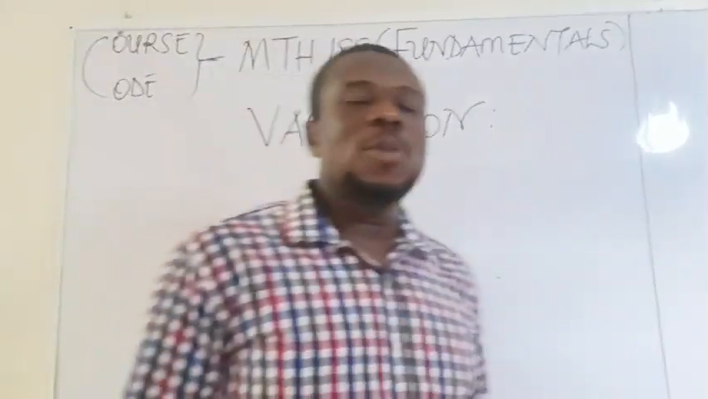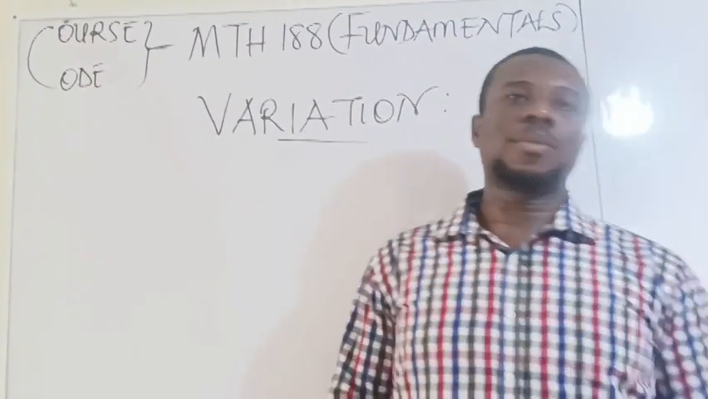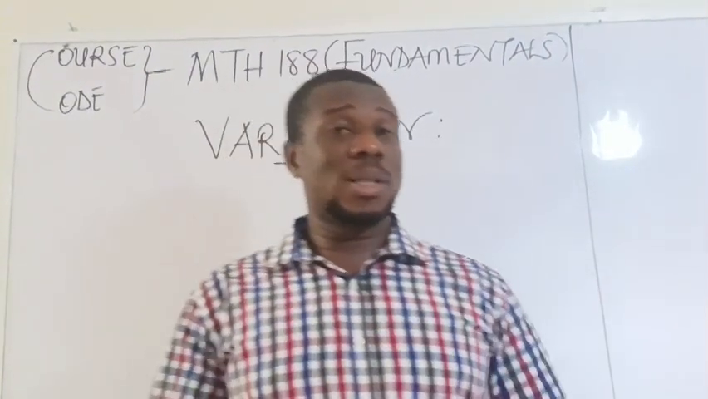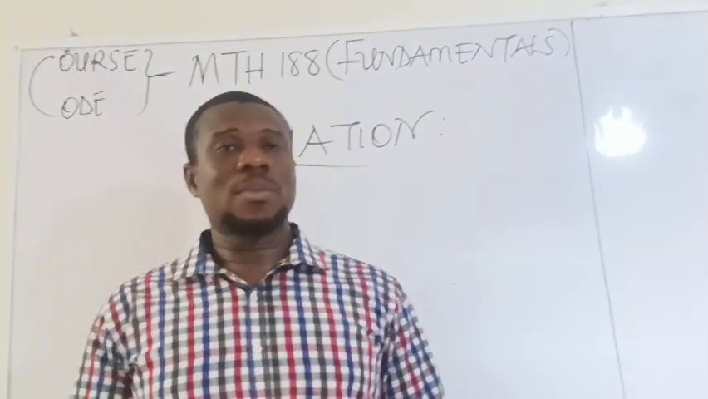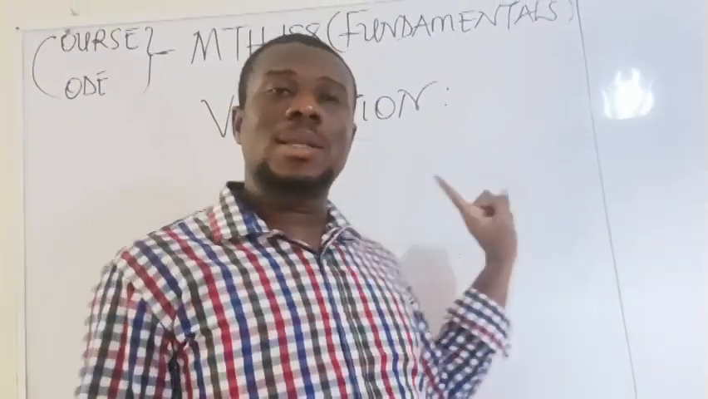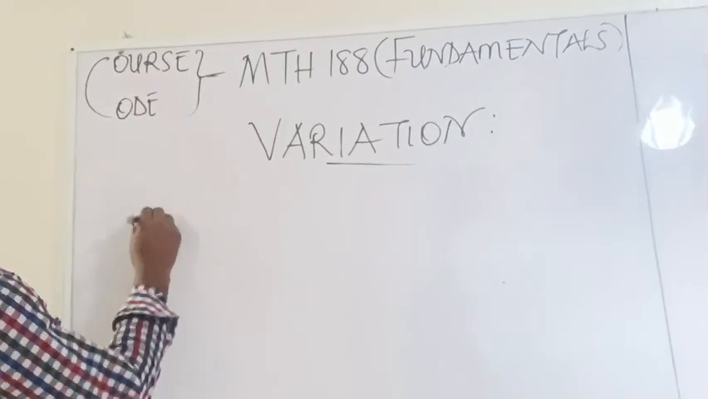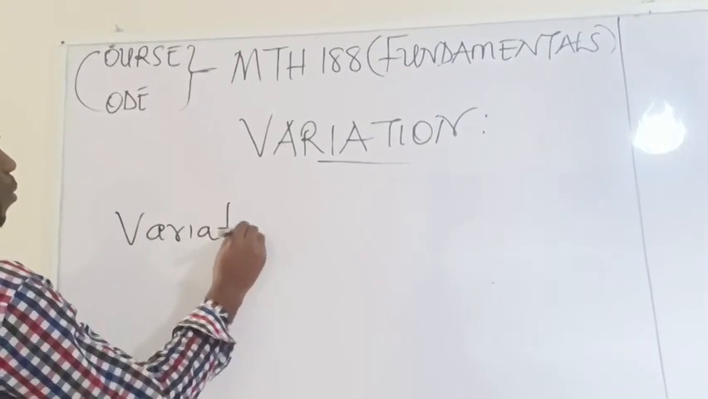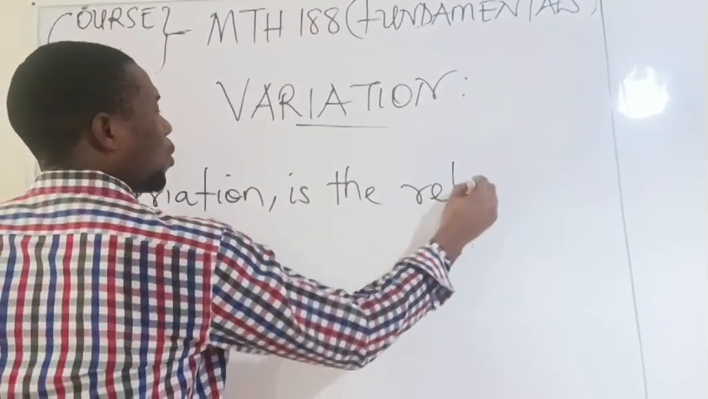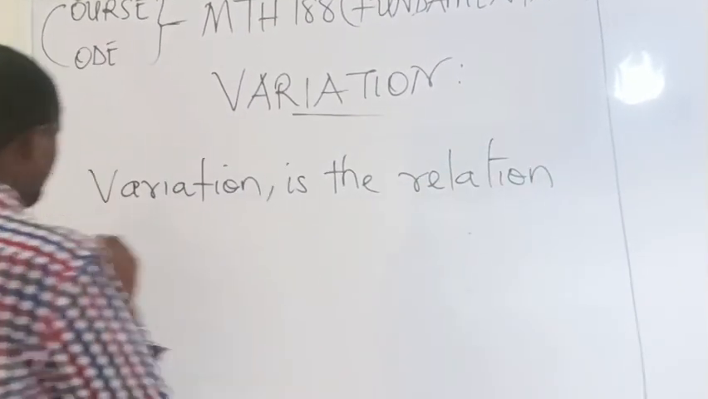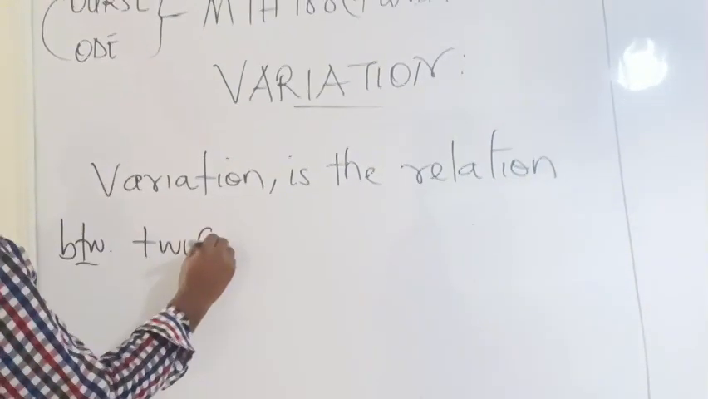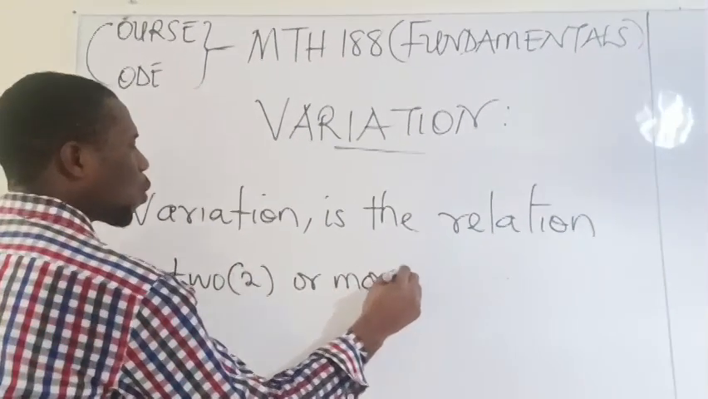So, the first key question you may want to ask is, what is variation? Now, there are several quantities that actually exist. The relation between two or more of these quantities, we call that variation. So variation is the relation between two or more quantities.